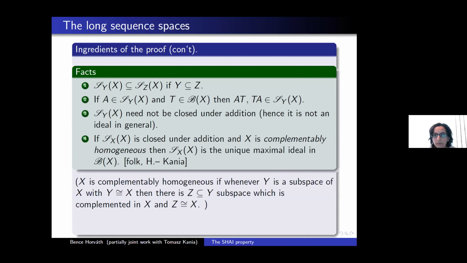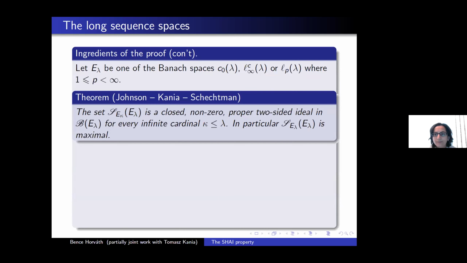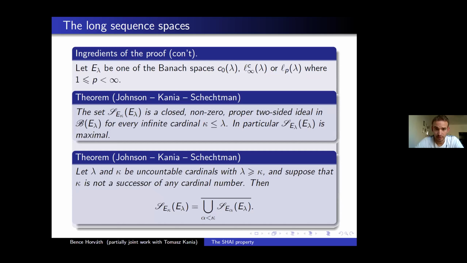Yeah, and it's a conglomeration of notation. I'm sorry, but yeah. So again, when kappa is not a successor of any cardinal, then you can write this ideal as the increasing union of the E lambda singular operators, where you have to take the closure, where alpha runs through the infinite cardinal numbers which are strictly less than kappa.